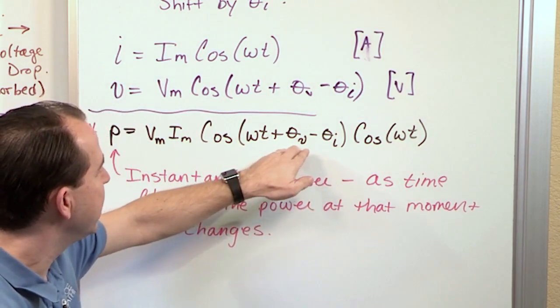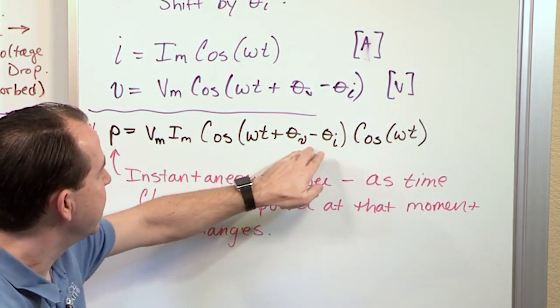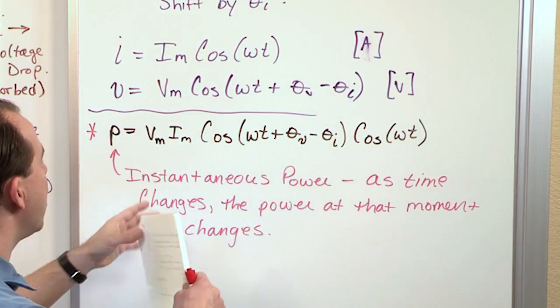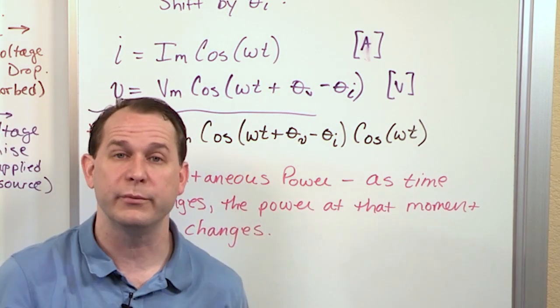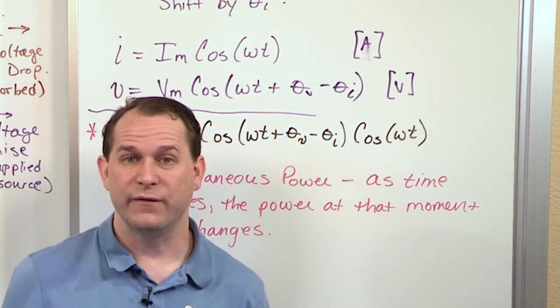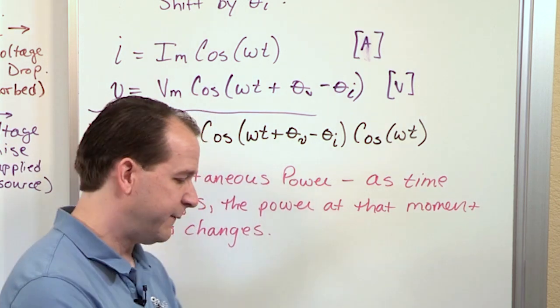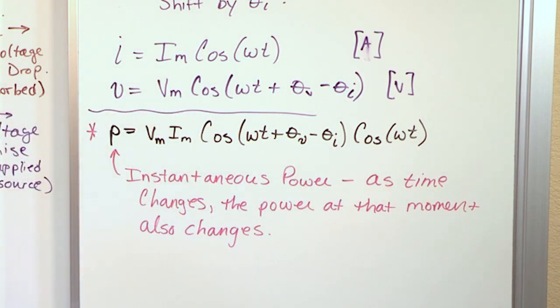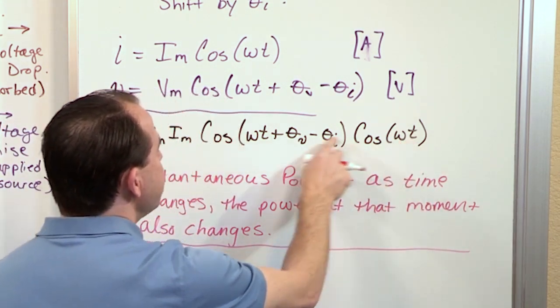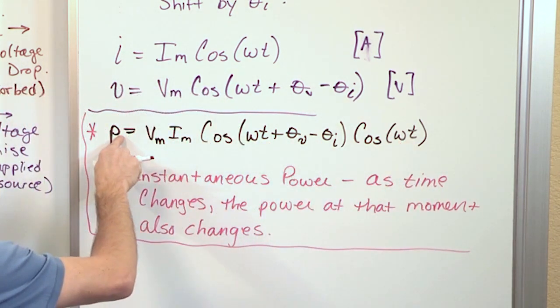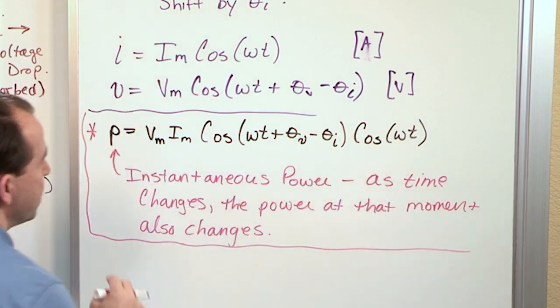Whatever the phase angle here is, the difference in theta v and theta i is going to cause these cosines to be shifted with respect to one another. So when we multiply them together like we're doing here, you can get some weird things. Sometimes positive power, sometimes negative power. All right? So this is what we call instantaneous power. As time marches on, the power changes because you've got these cosines multiplied together.